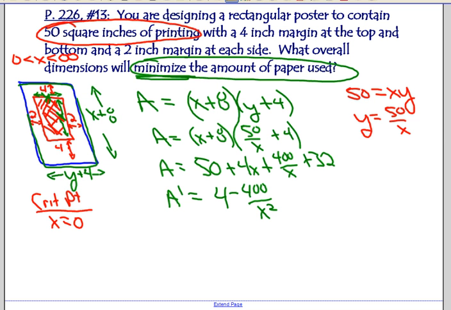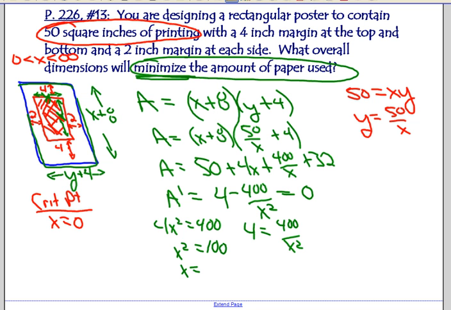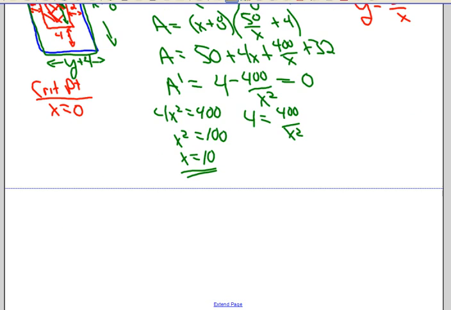So we come back over here. We have our first derivative, and we set it equal to 0. We put the 400 over x squared on the other side. We can cross multiply or take a reciprocal or whatever you want. But 4x squared is 400, so x squared is 100, and x is 10. I'm not worried about negative 10 because we're having measurements here, and our measurements are going to be positive.